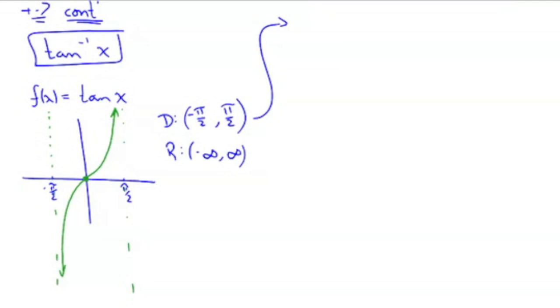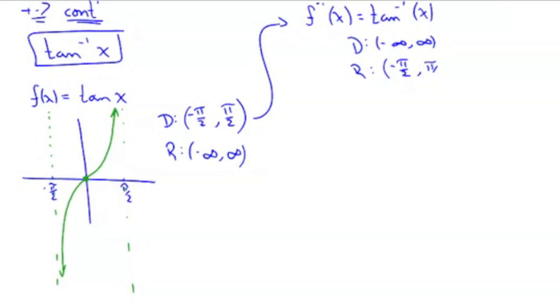Let me define it. f inverse of x is going to equal tan inverse of x. The domain of tan inverse? Negative infinity to positive infinity. And the range? Negative pi over 2 to pi over 2. The graph of this looks a lot like the cube root function. It comes in, goes down, but it's got horizontal asymptotes at pi over 2 and negative pi over 2.